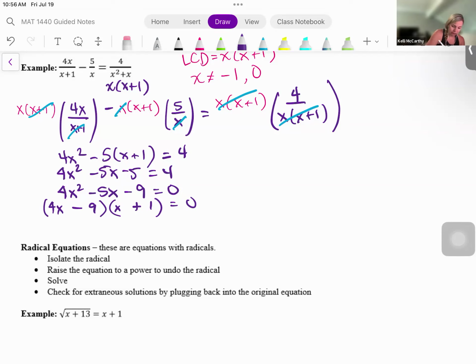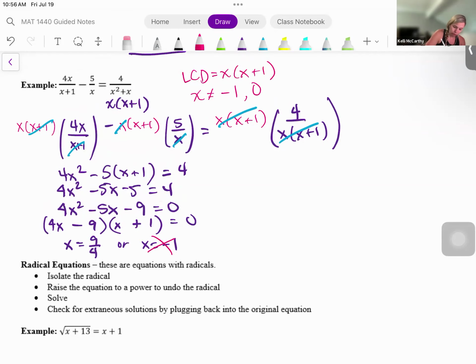Setting both of these factors to 0, we would get x equals 9 over 4, or x equals -1. x equals -1 is one of our restrictions that we stated at the beginning, so that's an extraneous solution. Our only solution is 9 over 4.